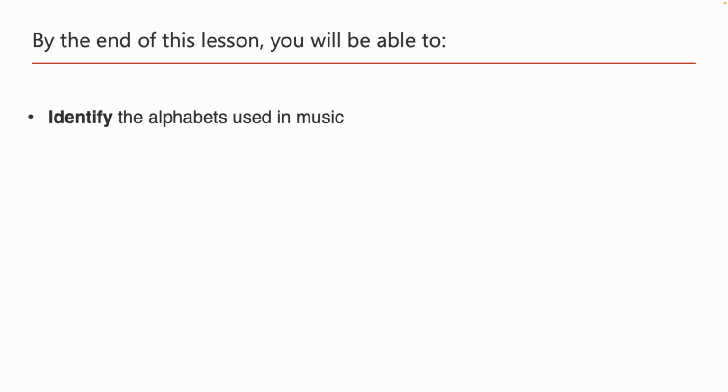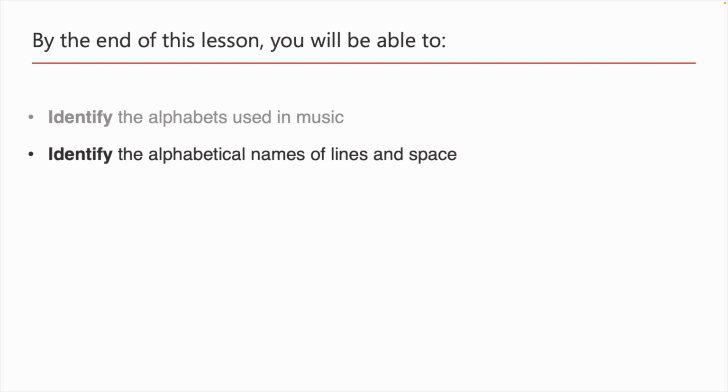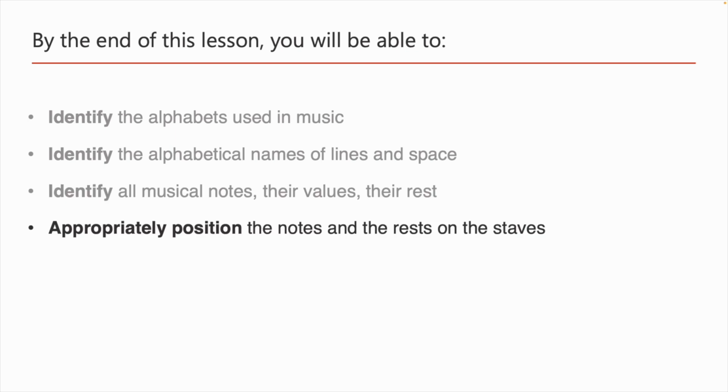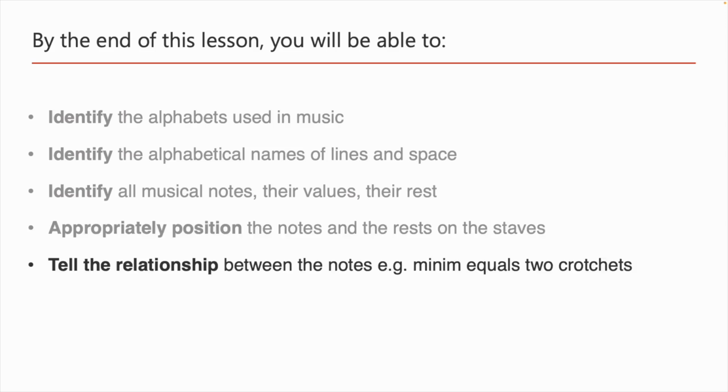By the end of this lesson, you'll be able to identify the alphabet used in music to start with. You'll also be able to identify the alphabetical names of lines and spaces. You'll be able to identify all musical notes, their values, and their rests. You'll be able to appropriately position the notes and the rests on the stave. And then you'll be able to tell the relationship between the notes. That's between a minim being equal to 2 crotchets, a crotchet being equal to 2 quavers, and so on and so forth.